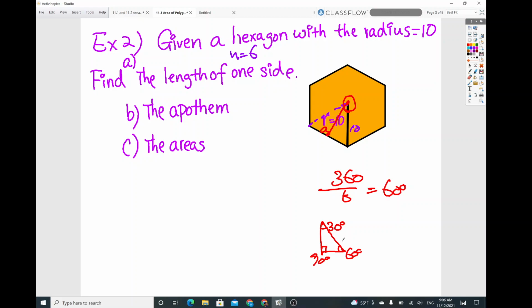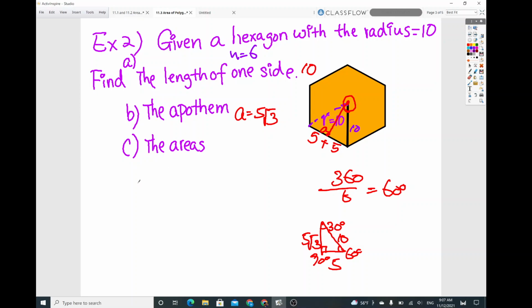We know the radius is given, so it's 10. The hypotenuse is given. Again using the special ratio, 10 divided by 2 gives us 5. 5 times √3, so 5√3. So we get the apothem: the apothem would be 5√3. Half of the side is 5, so the entire side length here would be 10, 5 plus 5.